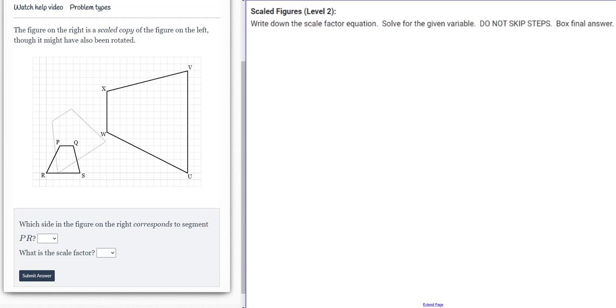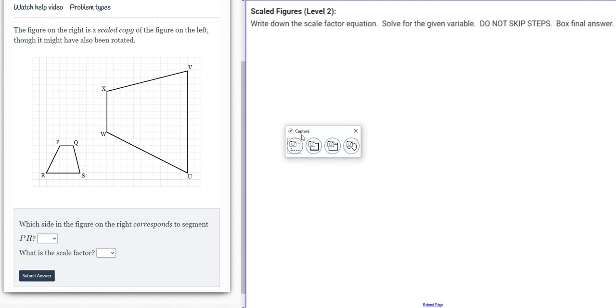Scaled Figures Level 2. The figure on the right is a scaled copy of the figure on the left, though it might have been rotated. And obviously you can see it's rotating. They're kind of showing the application. So first of all, just a recap of what we did in video 1, the level 1 figure. Pre-image is on the left, image is on the right. Pre comes first, image comes second.